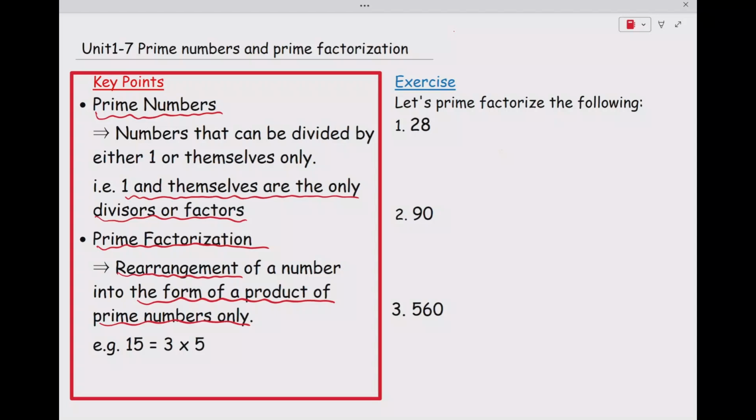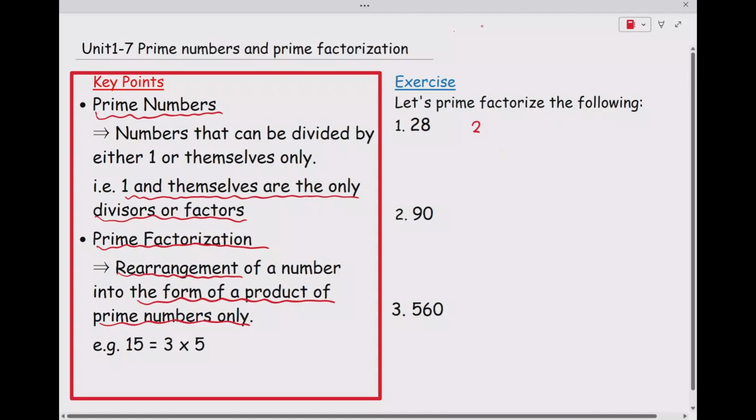Okay, let's factorize 28 into a product of prime numbers. 28 is an even number, so let's divide 28 by 2, which will get you 14. Which is also divisible by 2. So, let's divide it by 2 again. Then you get 7.